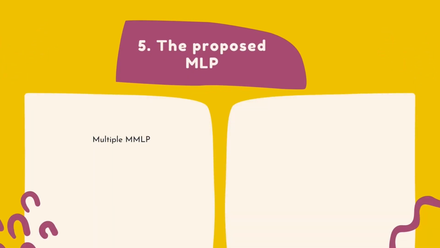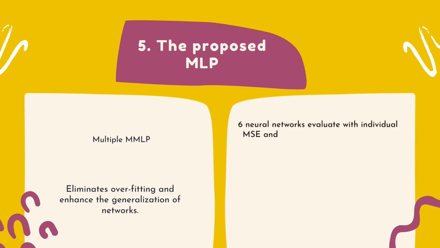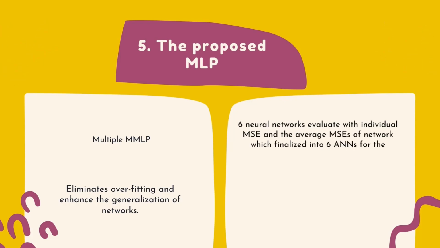The next part of the methodology is the purpose MLP. Here, multiple MLP of the feed-forward neural network were applied. It has a function to eliminate overfitting and enhance the generalization of networks. In this design, 6 neural networks are evaluated with individual MSE and the average MSEs of the network, which are then finalized into 6 ANNs for the combination.